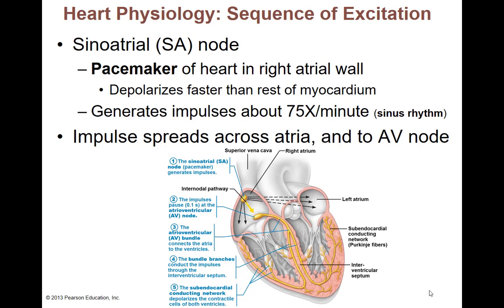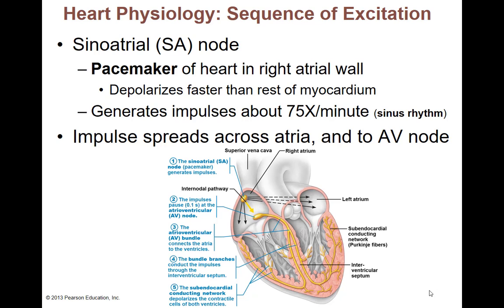Now, it generates electrical impulses about 75 times a minute. So on average, we have approximately 75 heartbeats or heart contractions a minute. Again, that can vary among individuals; what you're doing is just an average. It will spread across the atria, hence the arrows. Both atria will receive action potentials so that both atria will contract at the exact same time.